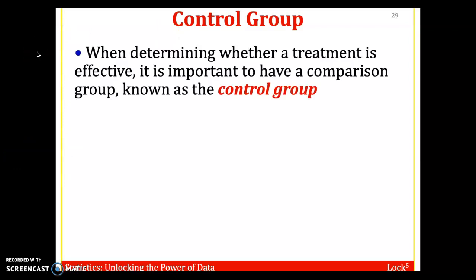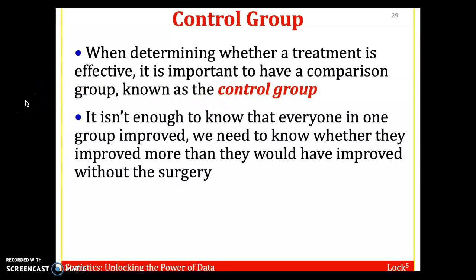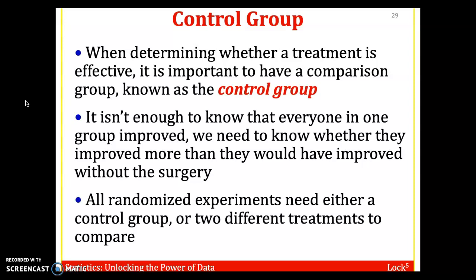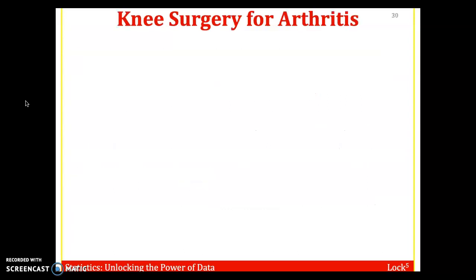Okay, so what do we mean by control group? When determining whether treatment is effective, it is important to have a comparison group, usually known as the control group. It isn't enough to know that everyone in one group improved. We need to know whether they improved more than they would have improved without the surgery. All randomized experiments need either a control group or two different treatments to compare. So we need to do some type of comparison.